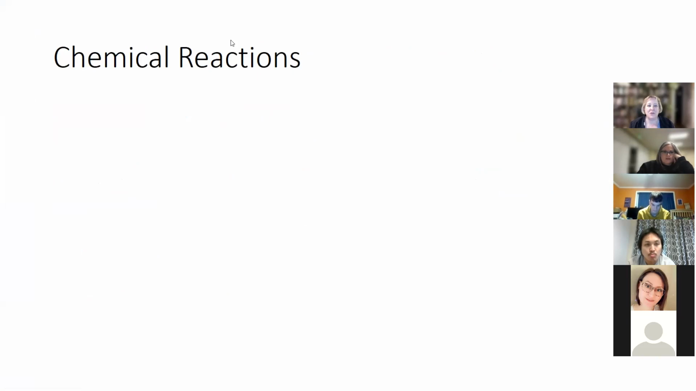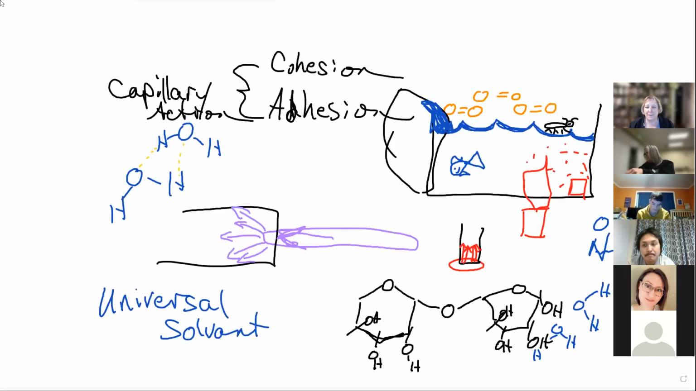Okay, let's go to chemical reactions. Chemical reactions are where atoms or molecules, which are more than one atom joined together like water is, get together or break apart. We call those chemical reactions.